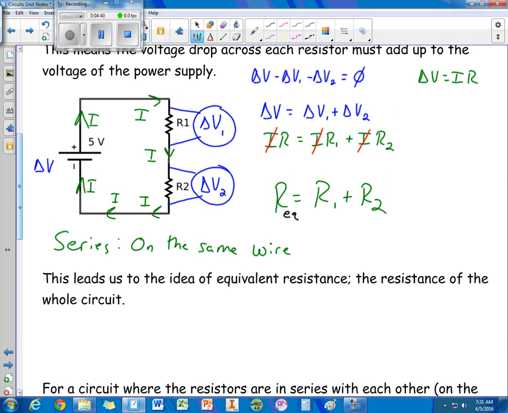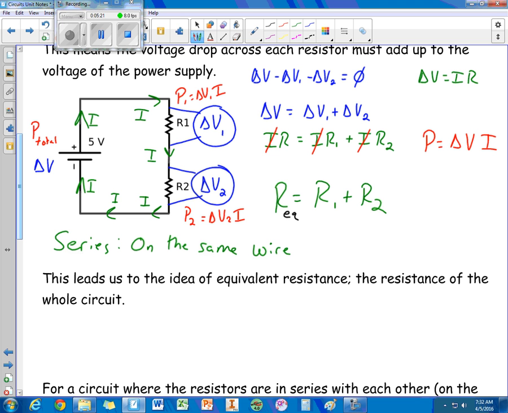Now we can also have power. Power is equal to delta V times I. So I'm going to have some total power being provided by the battery. This battery can provide so many watts. And then I can have power at the first resistor, which would be delta V1 times I. And I can have power at the second resistor, which would be delta V2 times I.